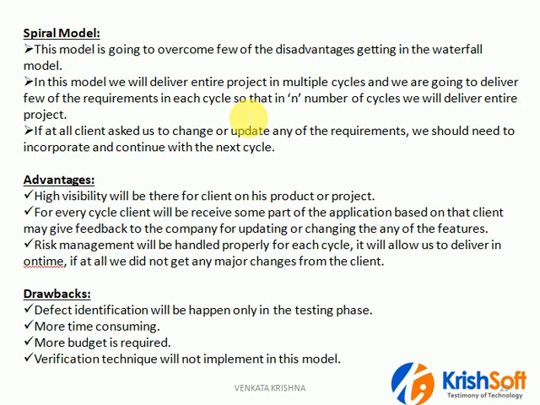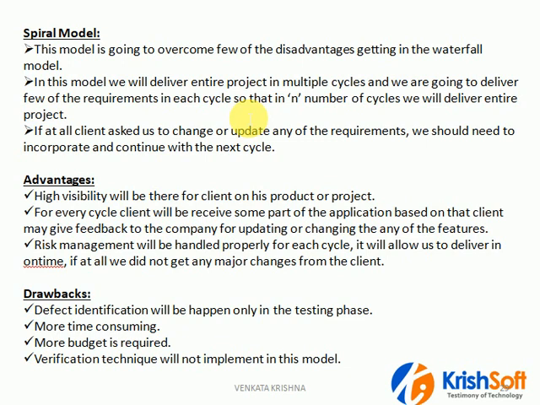So that is the reason all the defects will move from all the above phases to the testing phase. We need to identify all the defects in the testing phase itself. So that is about the spiral model. Let me come back to the interview questions in the spiral model.